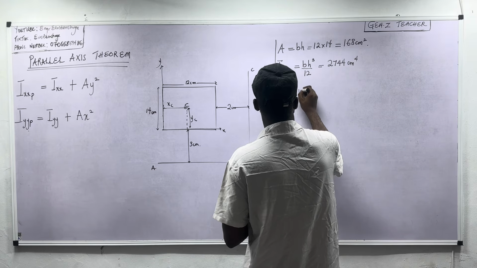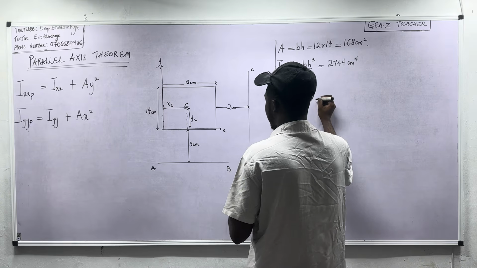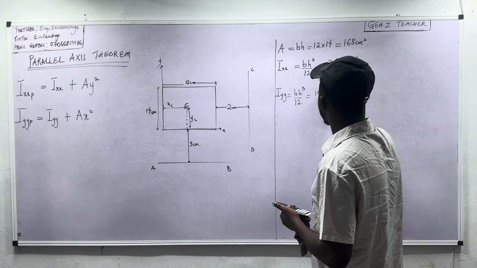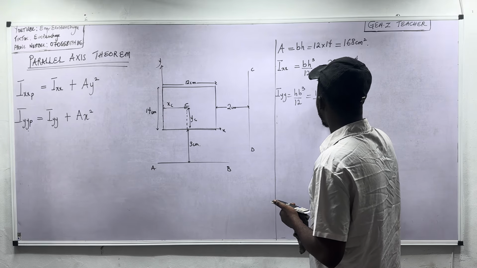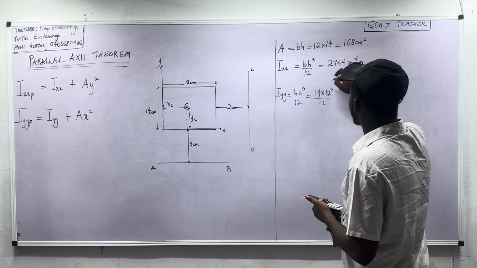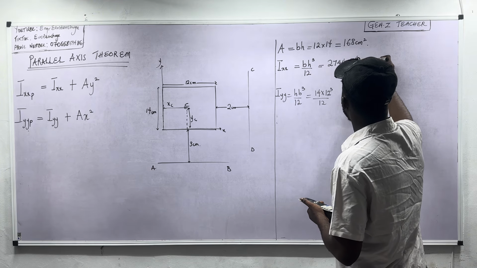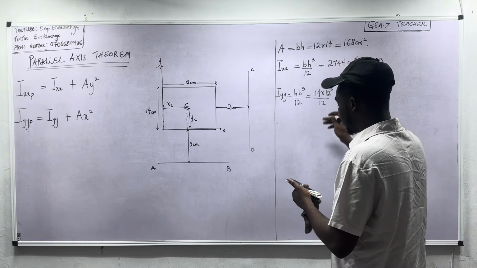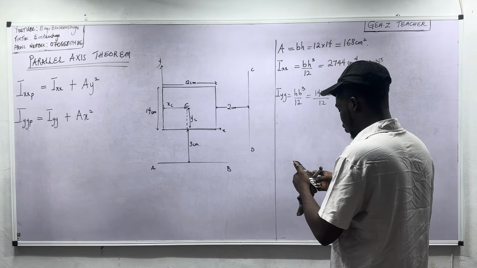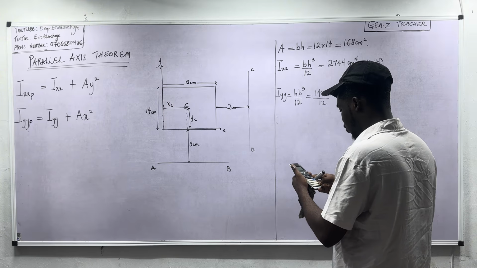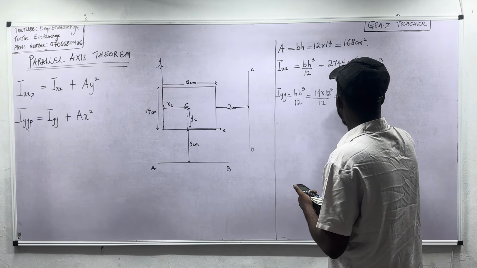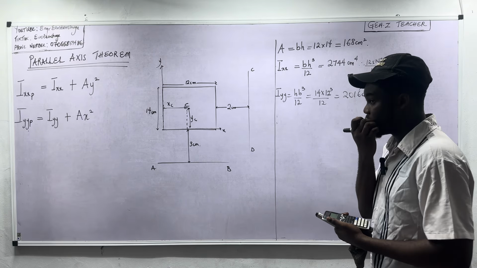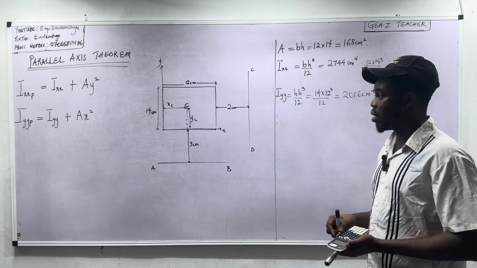So we have hb cubed over 12, and the height again is 14, times 12 cubed over 12. Sorry, I didn't put that here for this one. We got the base was 12 times 14 cubed over 12. What we did here, the 12 can be taken out for the y answer. Now for this one, 14 times 12 cubed divided by 12 gives us 2016 centimeters to the fourth. So these are the moments of inertia for x and y for that shape.